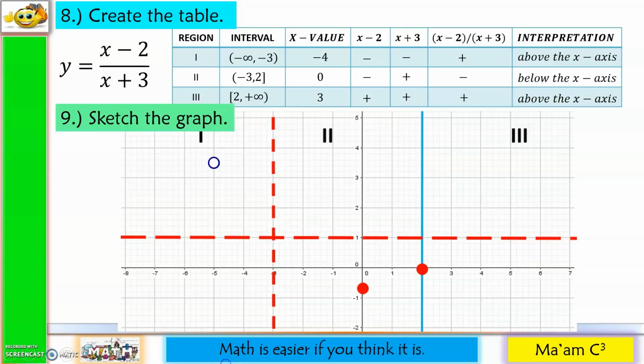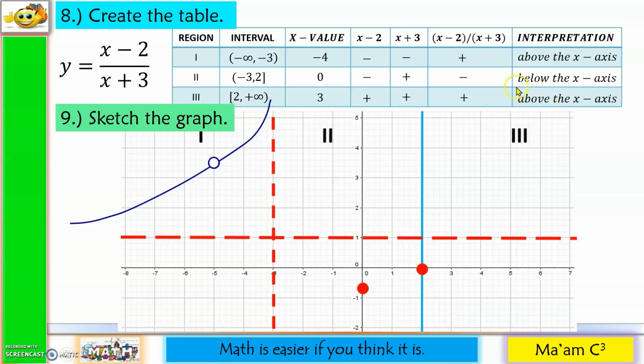Now, let us sketch the graph. So, for region 1, the graph should be above the x-axis. So, here is our x-axis. The graph in region 1 should be above this line. I have two asymptotes here. So, the graph should approach these asymptotes but will not pass through this because this is a hole. So let us graph in region 1, and that's it.